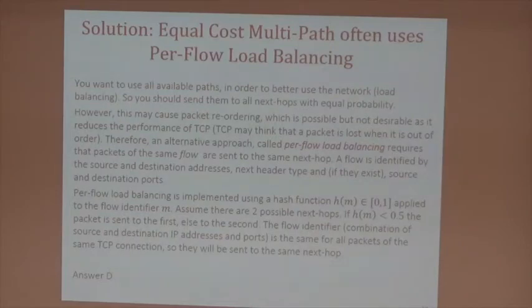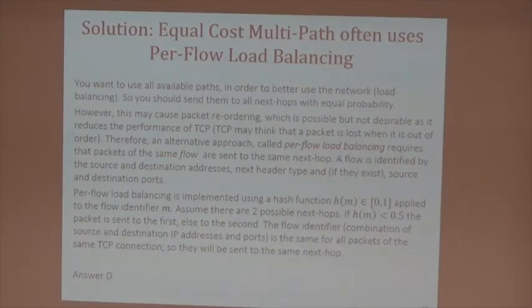So the value of the hash is between 0 and 1 and is uniformly distributed between 0 and 1. Then you take for M, the string M, a flow identifier, the combination of source and destination addresses and port numbers, and that will do the job. I will route based on this. For example, if H is less than 0.5, I use the first path. If it's larger than 0.5, I will use the second path. And with probability 0.5, I'll use one or the other.